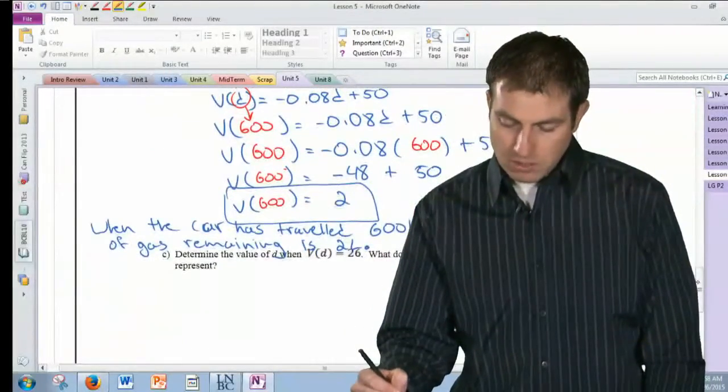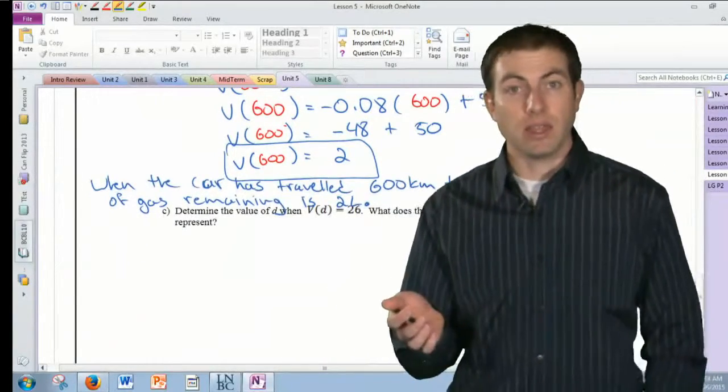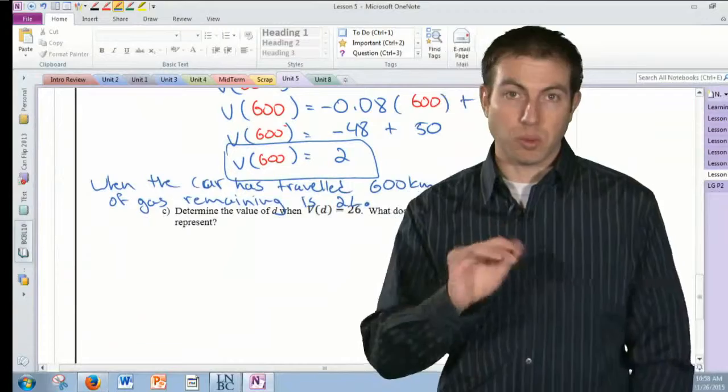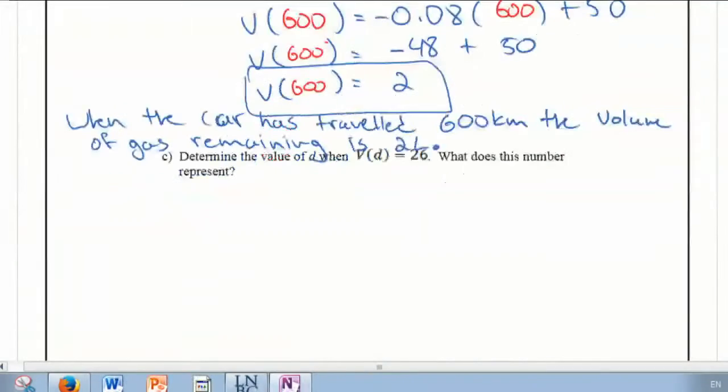Okay, so this is kind of getting back to the question that you actually asked, Alex, on the previous page. If I multiply it by 4, it gives me the number of quarters. We're working backwards. This question is saying, determine the value of D. So I want to know what the distance is when V of D is equal to 26. And what does that represent?